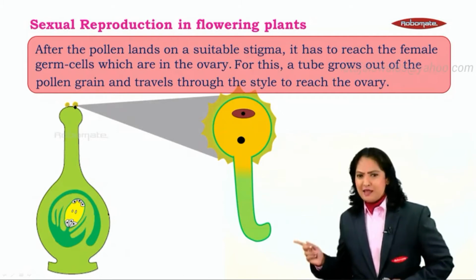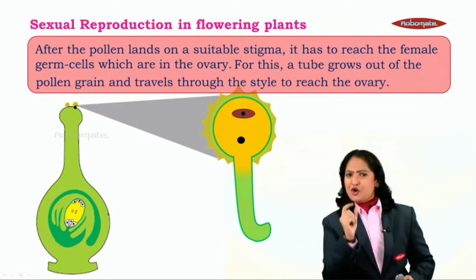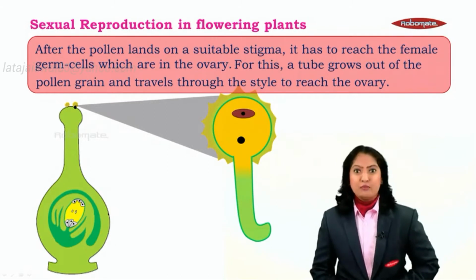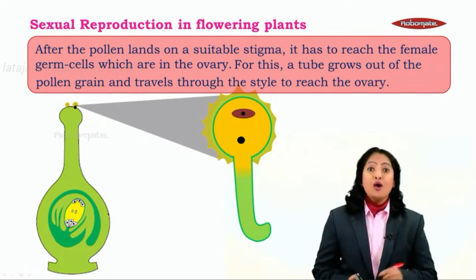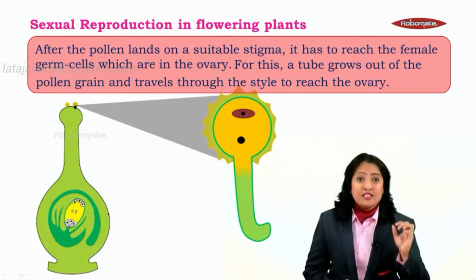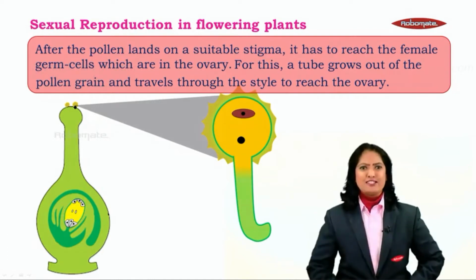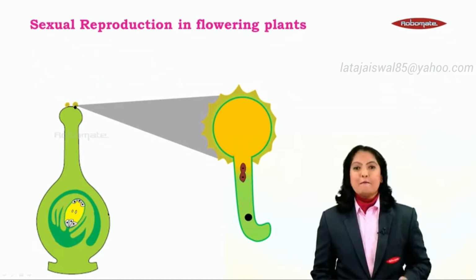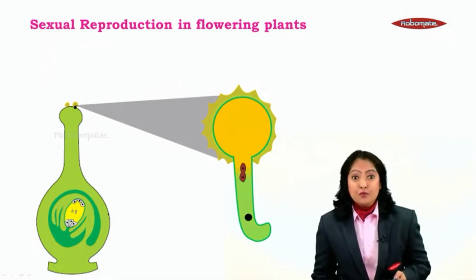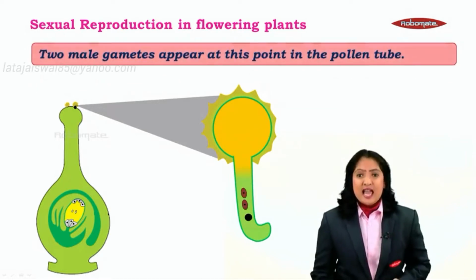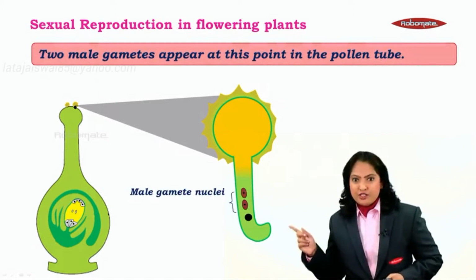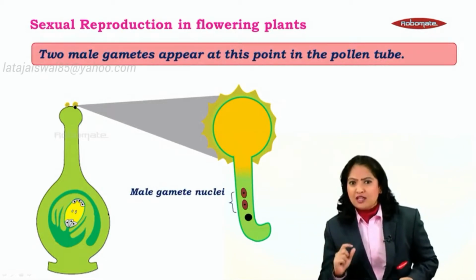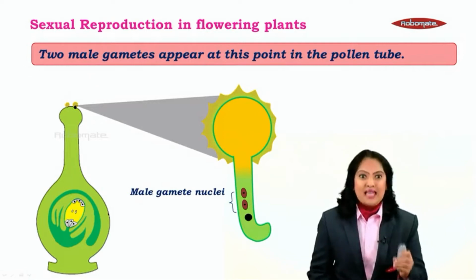As you can see in the image adjacent to me, there is a tube-like structure which has come out of the pollen grain. This tube-like structure is going to grow the entire length of the style. Let us see how this happens. Okay, in this pollen tube, as you can see, there are two male gametes. You can see those two brown color cells. They are the male gametes.